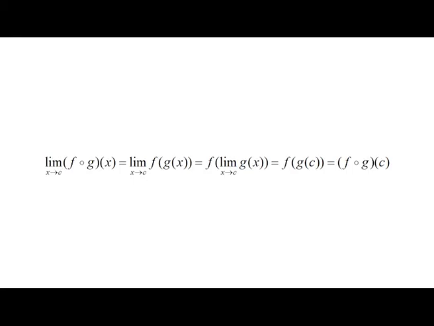The following theorem is concerned with the continuity of composition of functions. Continuity of compositions. Theorem: if the function g is continuous at c and the function f is continuous at g of c, then the composition f composition g is continuous at c. The proof follows from the fact limit of f composition g of x as x approaches c equals limit of f of g of x as x approaches c equals f of limit of g of x as x approaches c equals f of g of c equals f composition g of c.